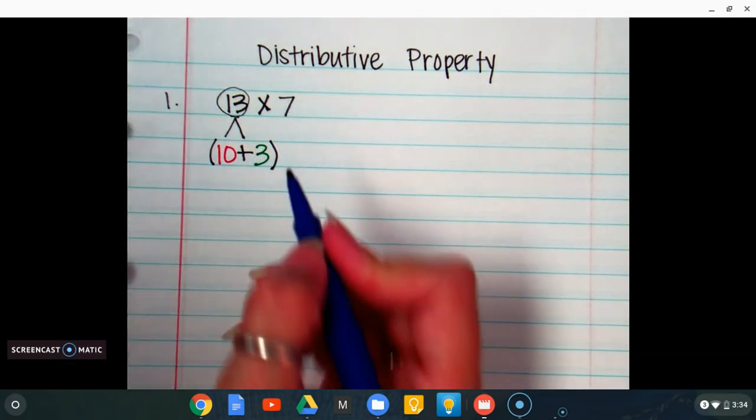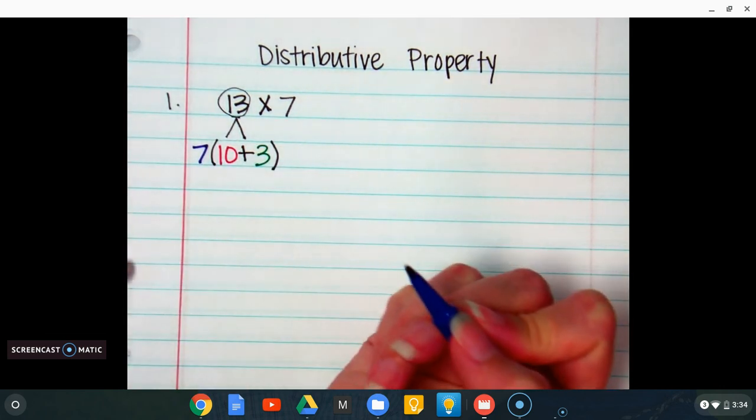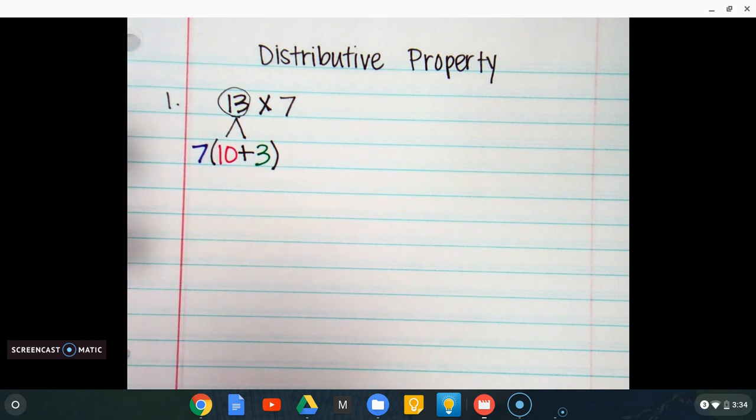So now that we have done 13, we can't forget the 7. So I tell them that they need to put the 7 by the parentheses in front, because that is the number that we are multiplying. If you ask them what number are we multiplying, they should be able to tell you, I am multiplying 7, because the 7 is by the parentheses. That is my first number, is 7.